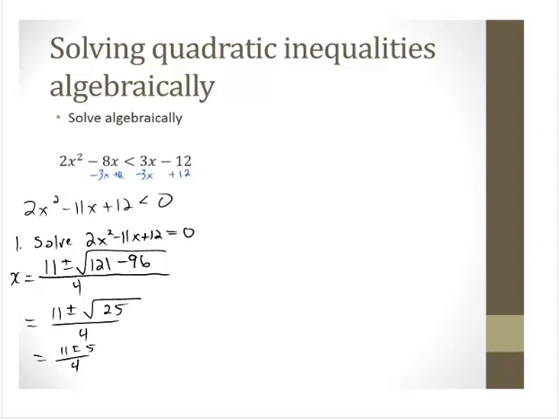11 minus 5 is 6. 6 over 4 is 3 halves. 11 plus 5 is 16. 16 over 4 is 4. All right, so now, there's my first step. I've solved the equation. Now let's consider the inequality with a number line.